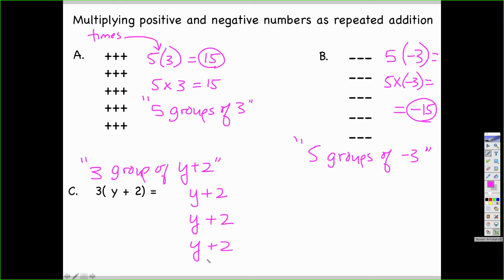So altogether, if I sum this up, I have 1, 2, 3 y's. So 3 y's. And usually we write that 3 times y. The variable expression, usually we don't put in the times sign. And here I have 1, 2, 3 2's. So that would be 6. 3 times 2 is 6. So there are 3 2's.